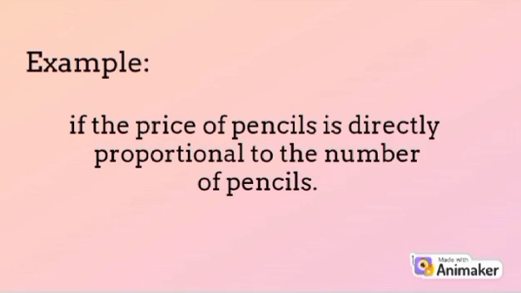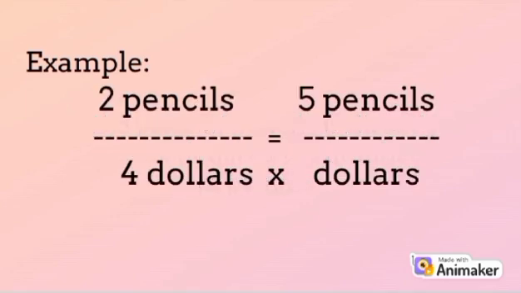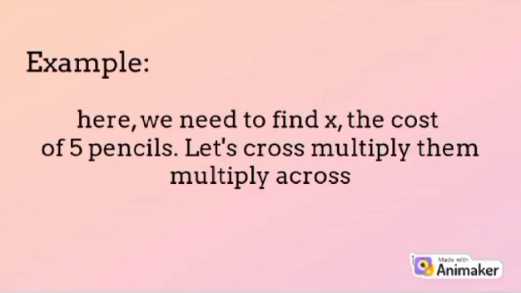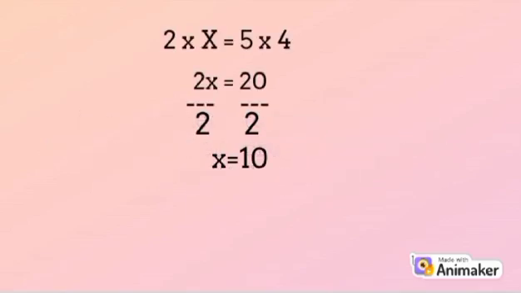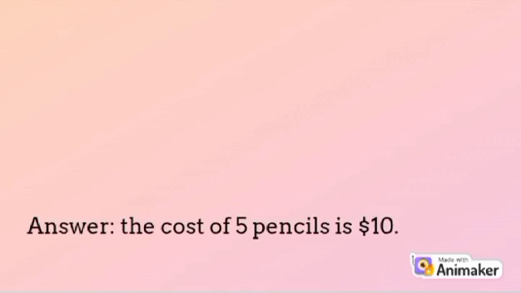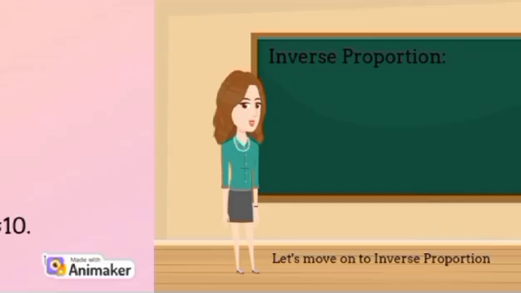For example, if the price of pencils is directly proportional to the number of pencils, 2 pencils over 4 pesos equals 5 pencils over X pesos. Here we need to find X, the cost of 5 pencils. Let's cross multiply: 2 times X equals 5 times 4. This gives 2X equals 20. Divide both sides by 2, so X equals 20 over 2, which is 10. Answer: the cost of 5 pencils is 10 pesos.